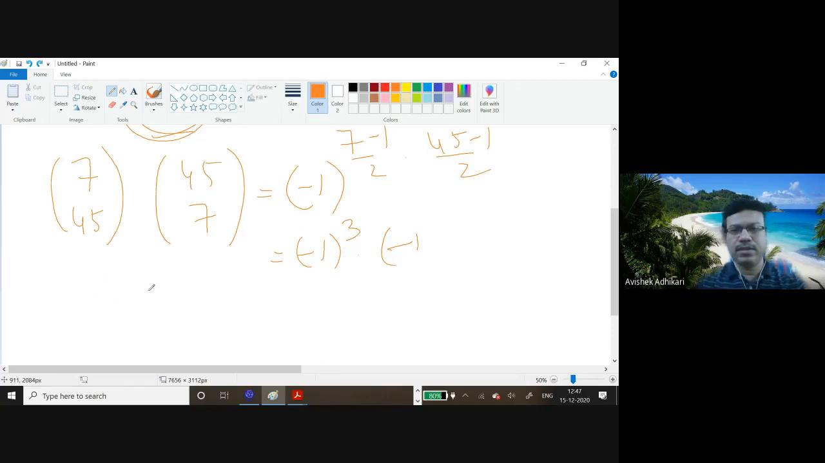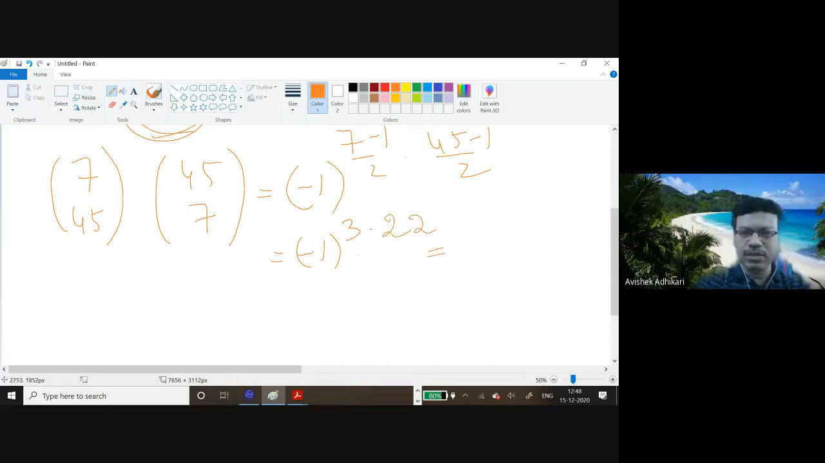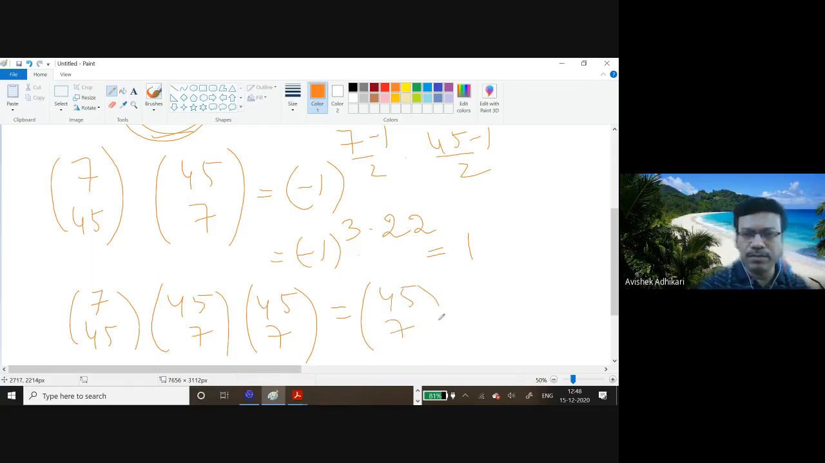Yes. So it should not be minus 1 to the power, it should be this into 22. Yes, sir, you are right. So this is positive. So this value is 1. Okay, so what is our aim? Our aim is to calculate this value. If I multiply both sides by this number 45, then it was 1 on the right side, so this is (45/7).